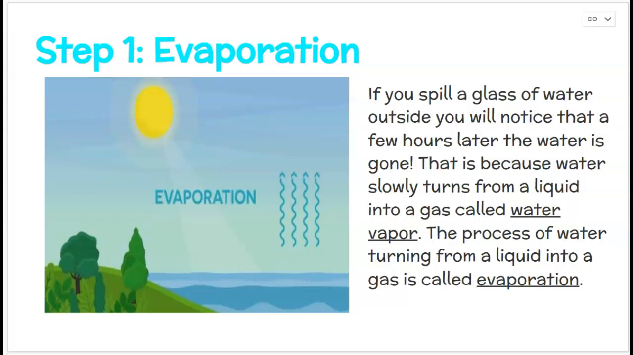The first step of the water cycle is evaporation. If you spill a glass of water outside, you will notice that a few hours later, the water is gone. That is because water slowly turns from a liquid into a gas called water vapor. The process of water turning from a liquid into a gas is called evaporation.